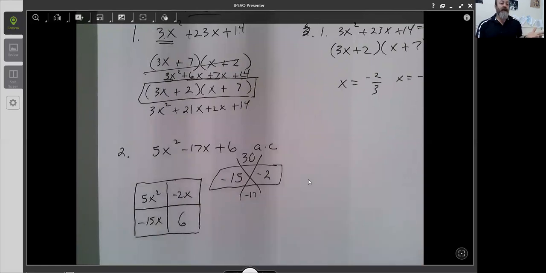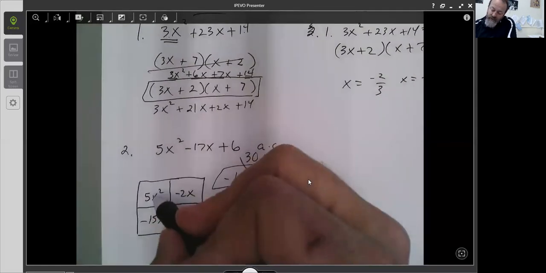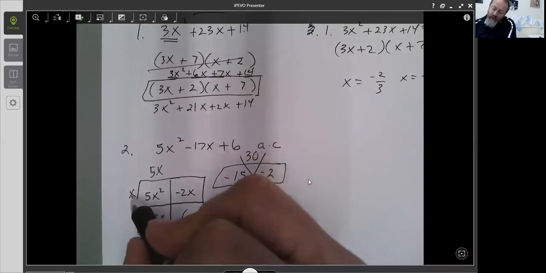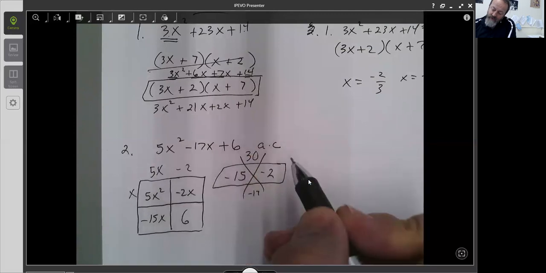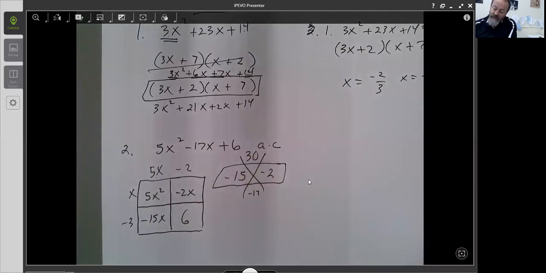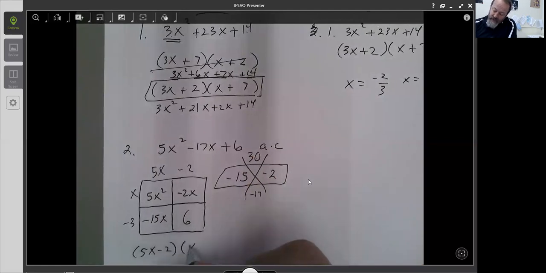And then all we have left to do is look for what they have in common. And I see that these both have a 5 and an x in common. And now I can just think, oh, well, shoot, x times negative 2 is negative 5x, and 5x times negative 3 is negative 15x. And my factor would therefore be 5x minus 2 times x minus 3.